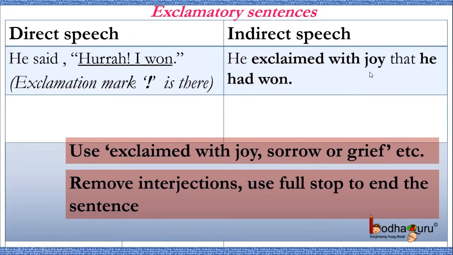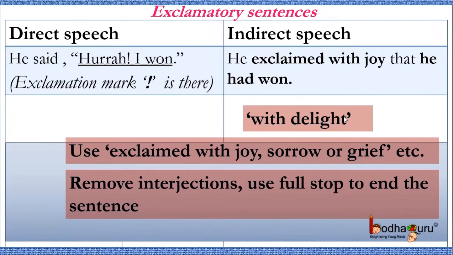He exclaimed with joy that he had won. This is in indirect speech. The spoken words express the feeling of happiness or joy and hence we used exclaimed with joy. And we have used a full stop to end the sentence. Also, we can say he exclaimed with delight that he had won. That is another way of saying the same thing.